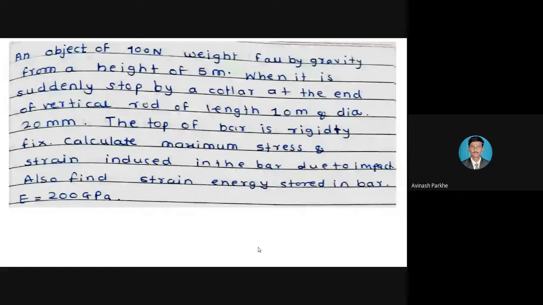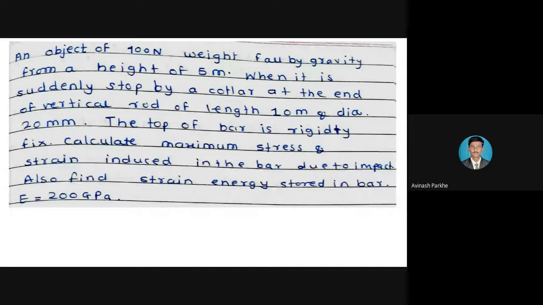The first numerical is in front of you. How to identify whether the problem is based on suddenly, gradually, or impact load? Already we have discussed that suddenly and gradually means the word suddenly applied load or gradually applied load is mentioned in the statement. But to identify a problem based on impact load, either the falling height or the height is mentioned in that statement, then immediately we can say that problem is based on the impact load.